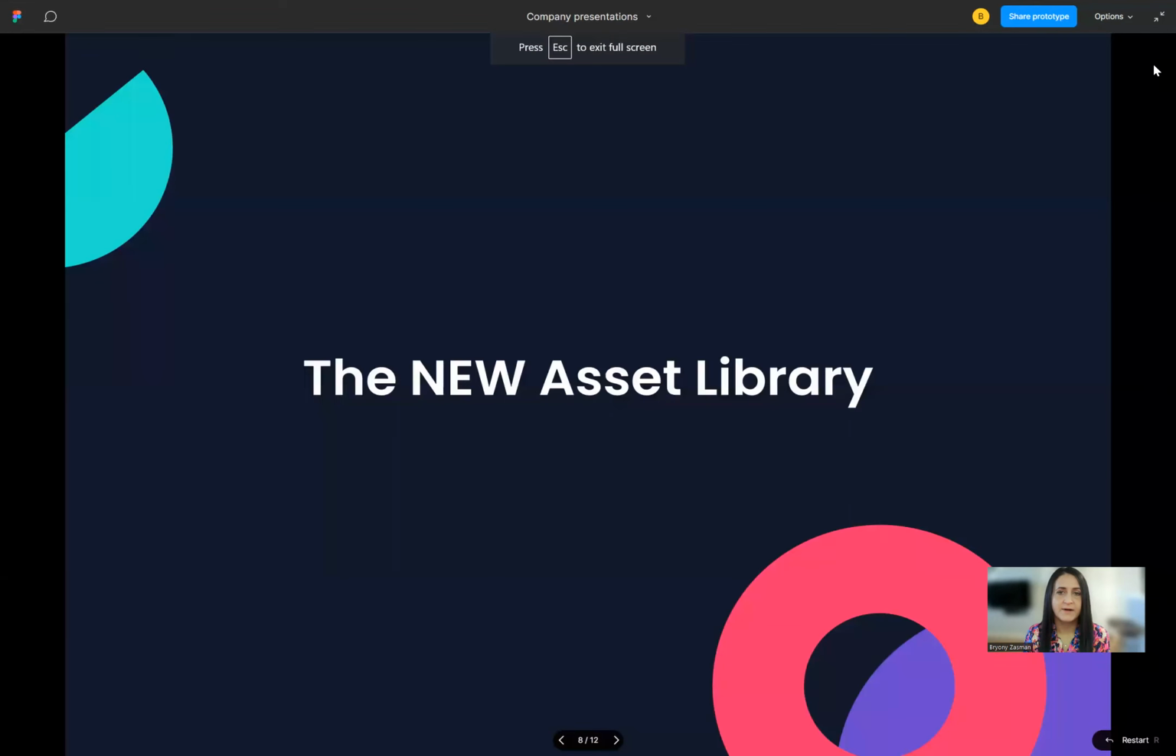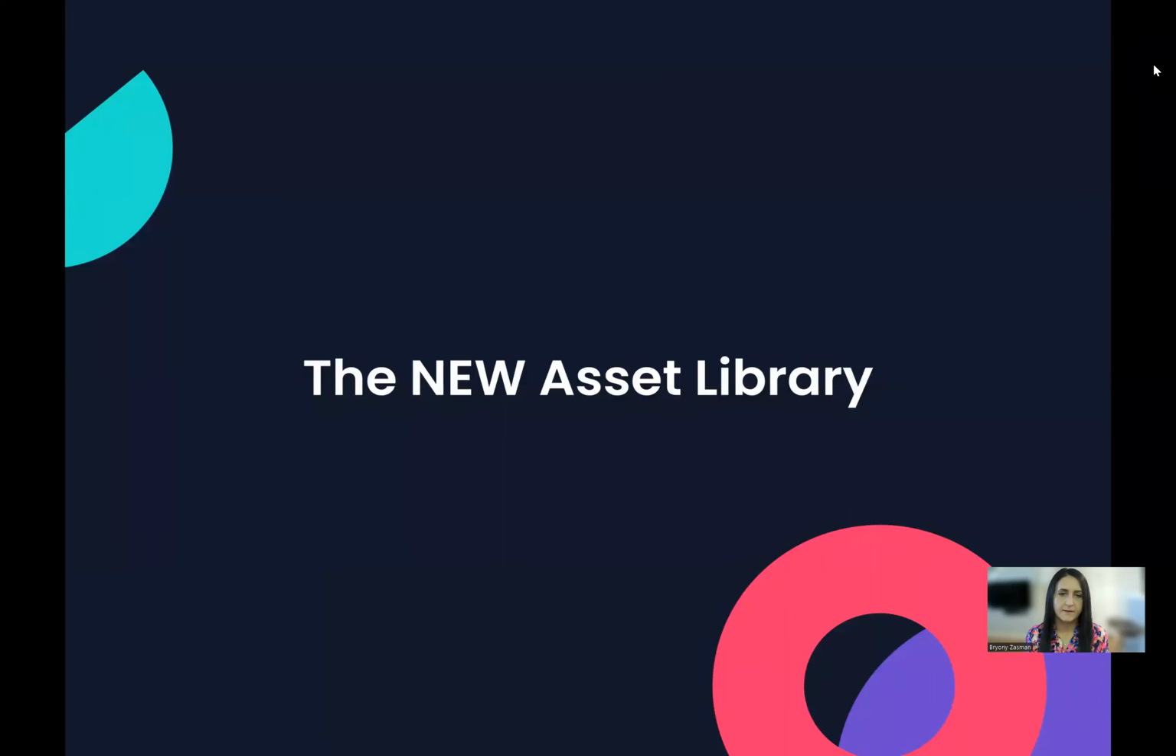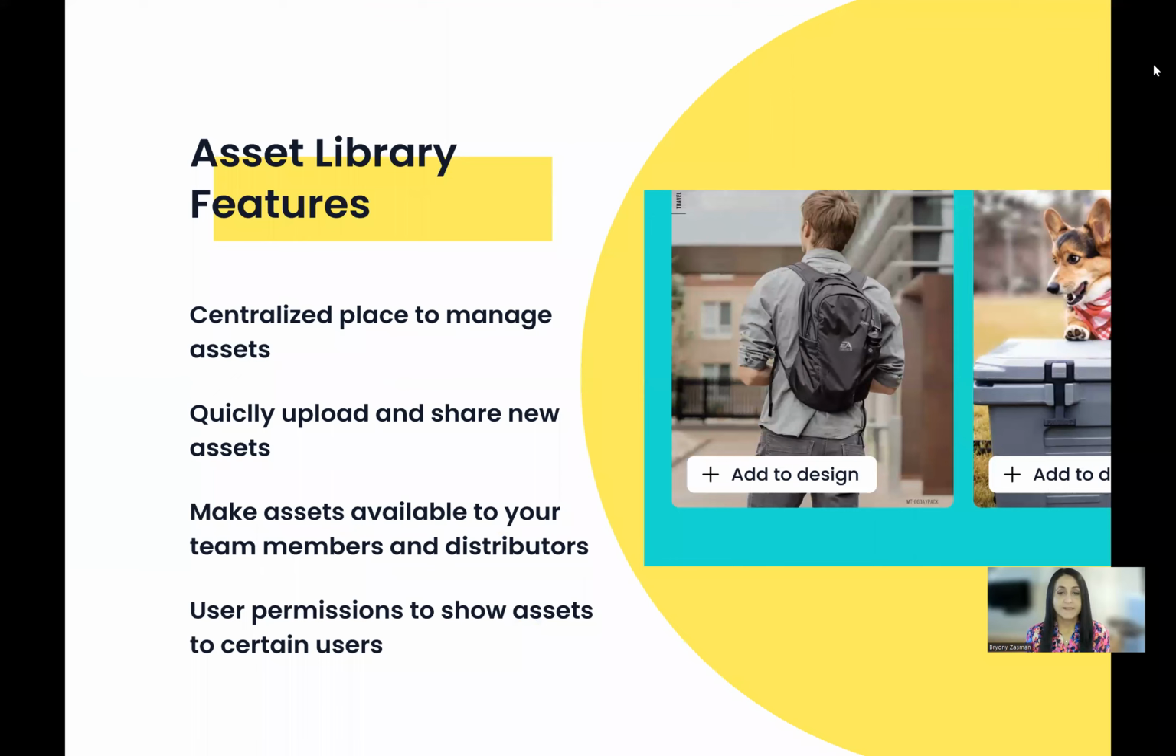All right, so now I'd like to talk about the new asset library. The asset library is a tool to enable you to centralize and manage all your assets in one place. What we mean by assets are your lifestyle shots, your brand logos, your distributor logos, other brand elements, backgrounds, anything that you have that you usually would use inside your designs, or assets that will help distributors enhance the designs that they're creating.